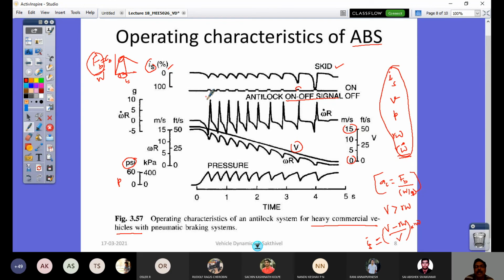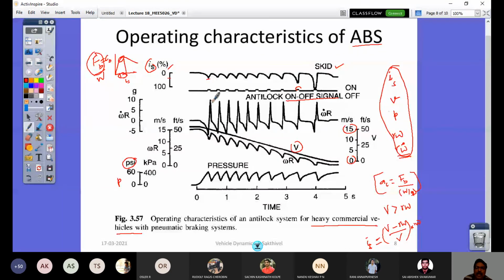When ABS is activated, with the vehicle speed at 15 meters per second, a skid develops, around 20%. When the skid develops, you will have your braking force. You see the comparison of TB, the applied torque, and braking force. If TB minus FBR is positive, then it is deceleration. If it is negative, then it is acceleration. That's what, as per the free body diagram, I have drawn and explained to you, right?